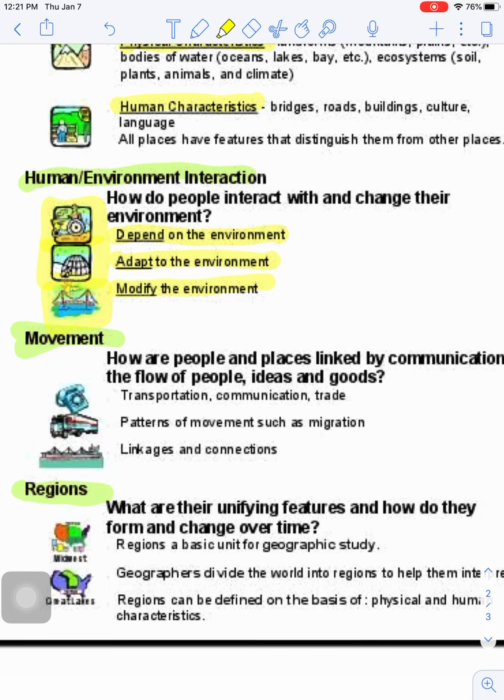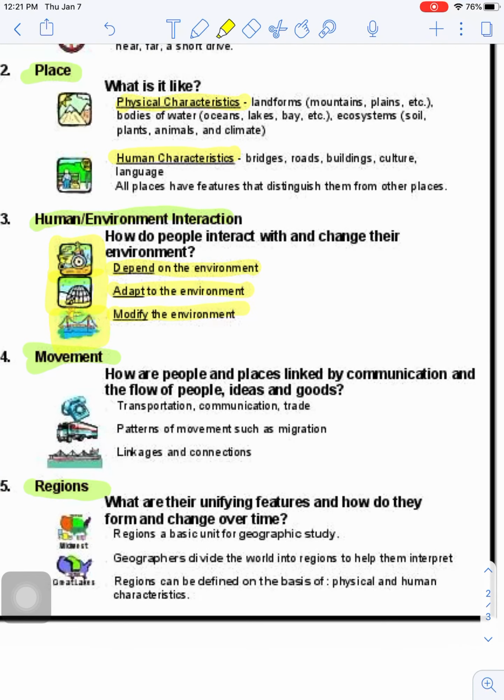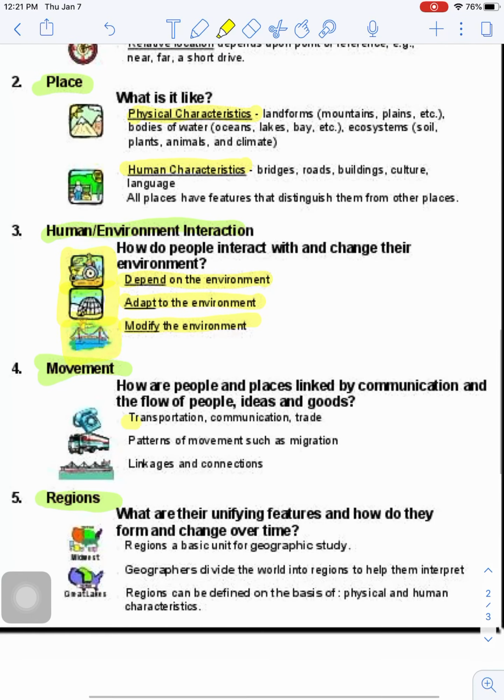How are people and places linked by communication and the flow of people, ideas, and goods? So movement is all about moving our ideas, our traditions, our communication, transport. So I like down here it says transportation, communication, and trade. We might grow something here in the United States that can only be grown here because we have a perfect environment for it, where someone on the other side of the world, for example, in Africa maybe, they might not have that same resource to grow here.